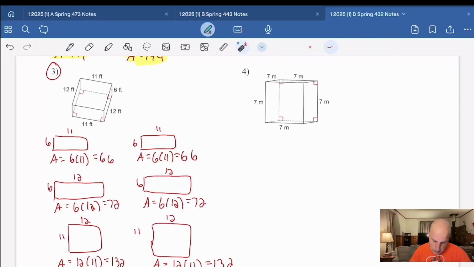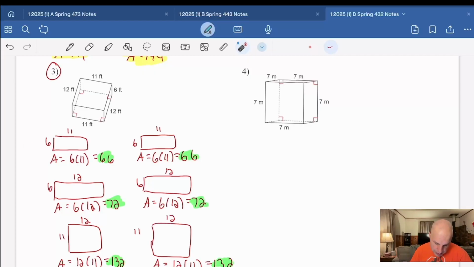Okay, here's my work and answer for problem number 3. I drew pictures of my 6 rectangles and found the areas of each of them. I got 66, 66, 72, 72, 132, and 132. And then I added them all up to get 540 square feet.